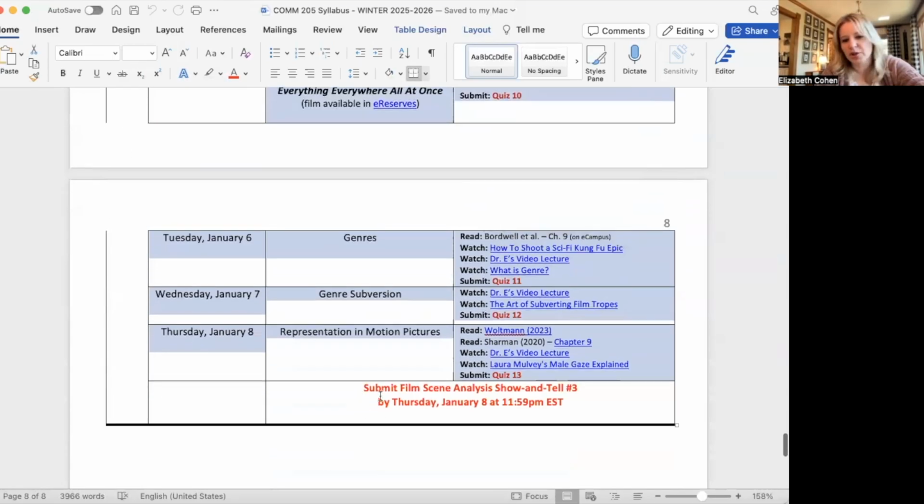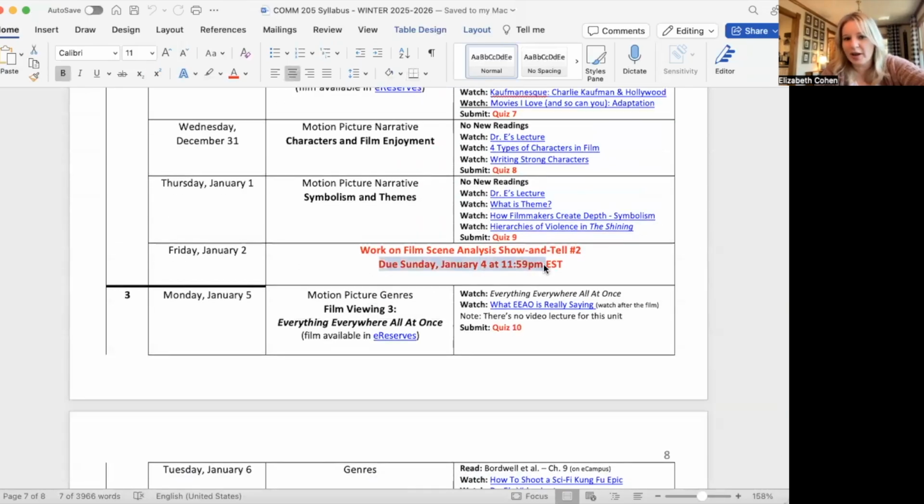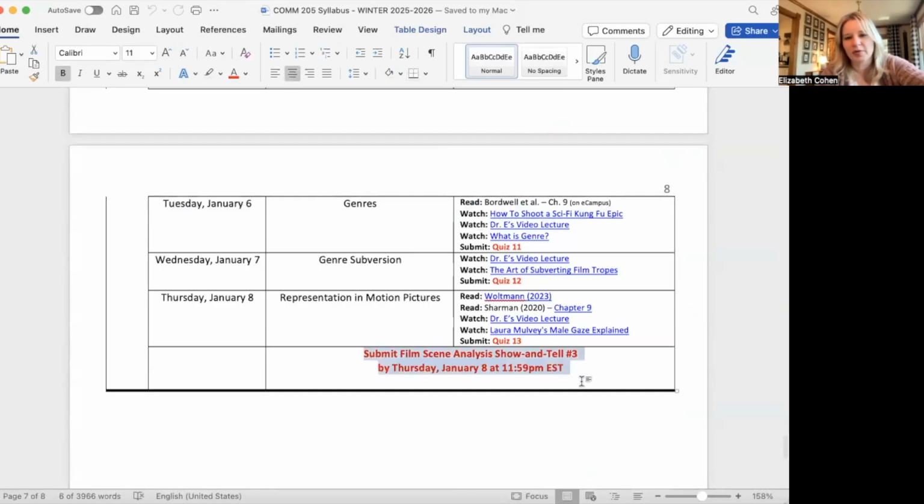Same thing again with that show and tell analysis, just to reemphasize, if you do the first 2 show and tell analyses, you don't even have to worry about submitting this third one. However, if you need to do the third one because maybe you didn't do the second one or something like that, it's going to have to be on Thursday, January 8th that week.